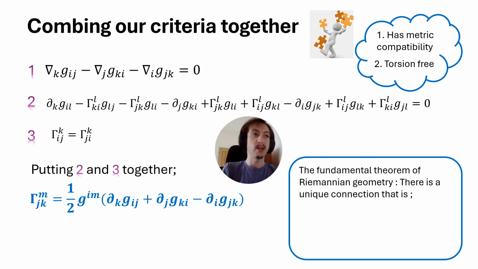And it turns out this is not the case. It turns out the equation we have in blue is unique. It's the only equation that will relate connection coefficients to the metric in a way that ensures the covariant derivative is metric compatible and the connection coefficients are torsion-free.